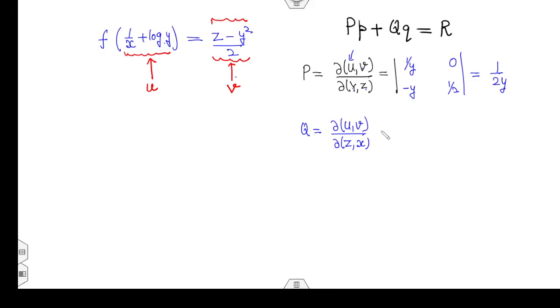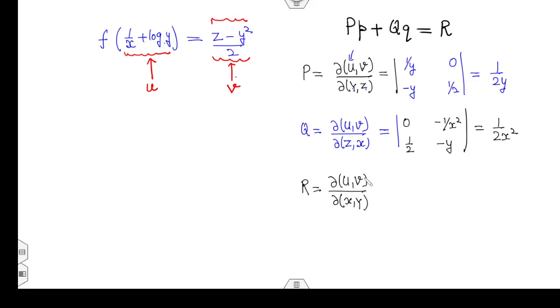Now you can find the derivative of u with respect to z, 0, u with respect to x, minus 1/x square, v with respect to z, half, v with respect to y, minus half, so if you expand them it's 1/2x square. Similarly you can find the value of r, the Jacobian of u and v with respect to x and y. The order will run cyclically, children: y z, z x and x y.